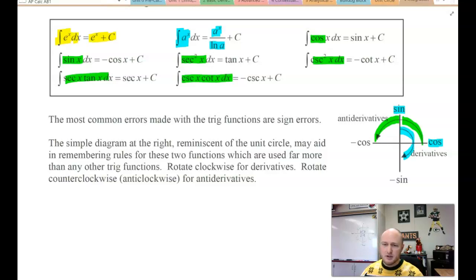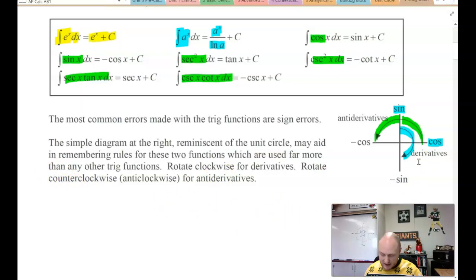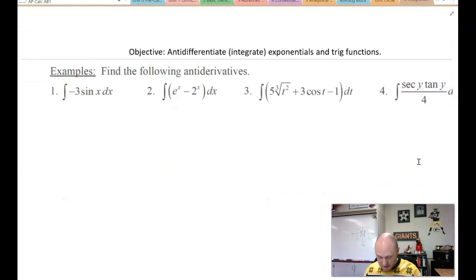If you want to pause the video, go ahead and read this paragraph here. It just highlights what I just said. Okay, so let's go ahead and look at some examples.